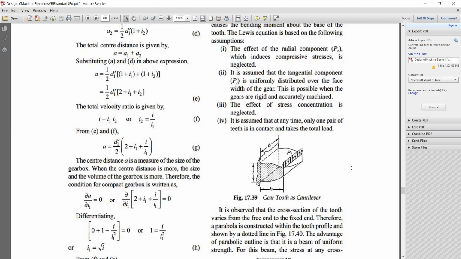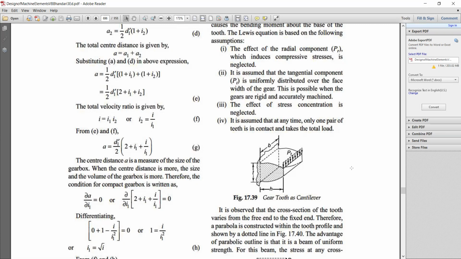The design is normally based on a few assumptions. Based on the beam strength, there are five assumptions to be noted over here. First one, we consider the full load is acting at the tip of a single tooth. So the whole load is concentrated at the tip of the tooth. That is the first assumption.